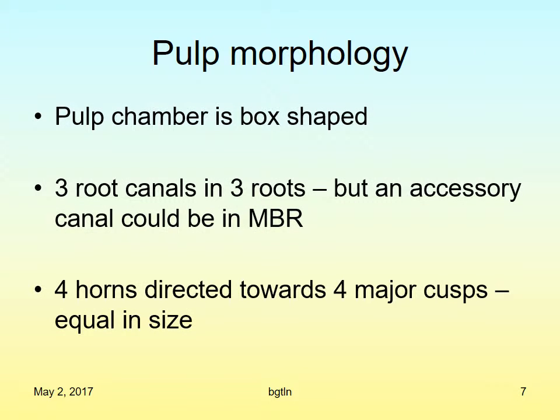Basically, pulp morphology: the pulp chamber is box-shaped and three canals are present in the three roots, but an accessory canal could be seen in the mesiobuccal root. Four horns extend towards the four major cusps, which are equal in size.